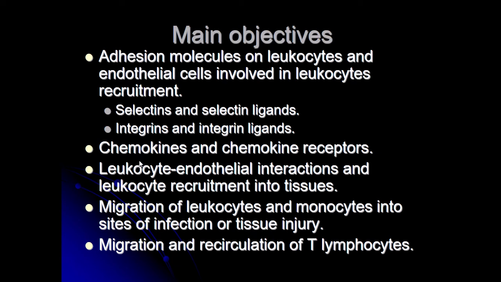We said that this is going to be achieved through what we call selectins and their receptors, and integrins and their receptors as well at the same time. Also, we need to understand the chemokines that are going to be involved, and the chemokine receptors, which play a major role in the circulation step.